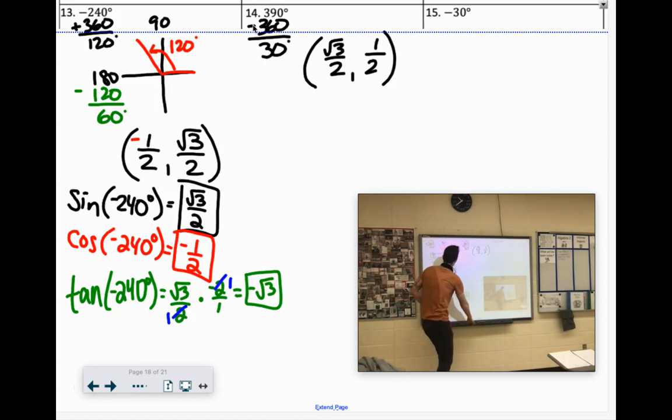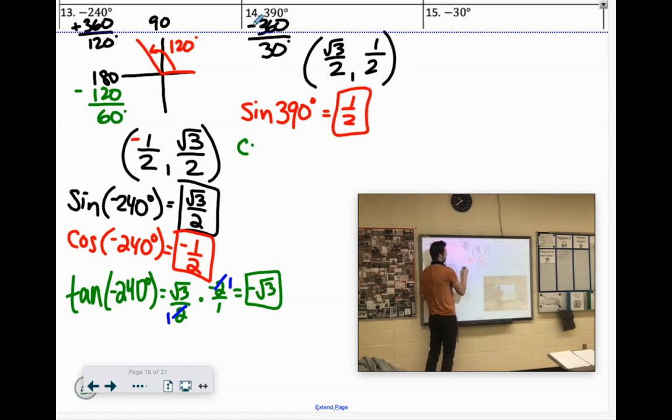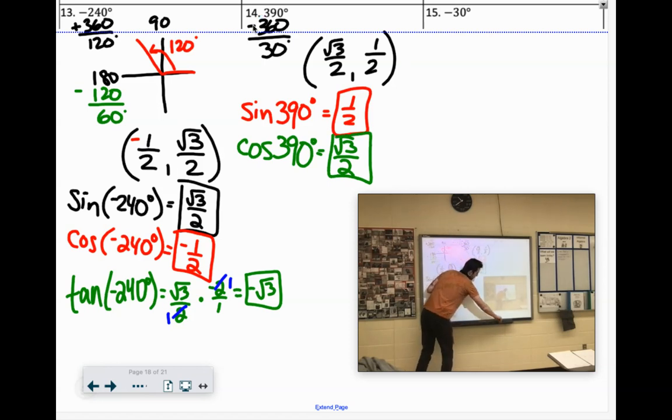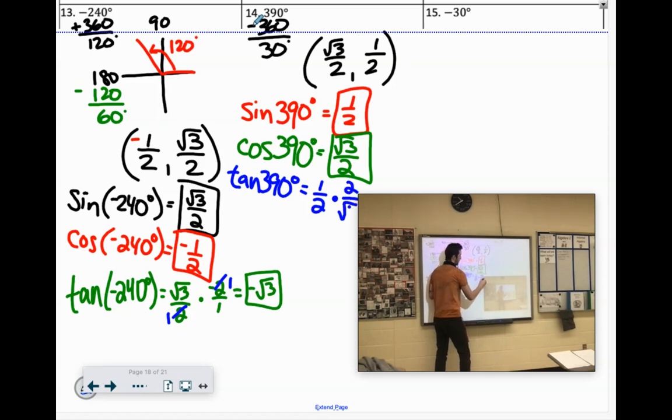All right, so let's see. Sine 390. Remember, sine is the y-coordinate, so 1/2. Cosine is the x-coordinate, which is root 3 over 2. And then tangent is where we divide. So it's y over x, so 1/2 divided by, but we're changing it to multiply, and then we're going to use the reciprocal of root 3 over 2, so 2 over root 3.